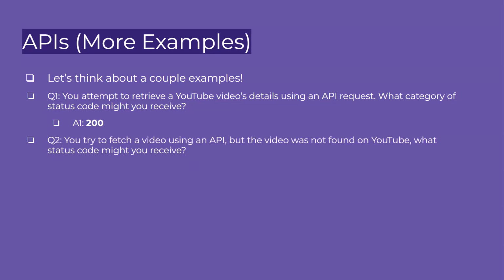All right, check this out. This is another question. You try to fetch a video using an API, but the video is not found on YouTube. What status code might you receive? Awesome. Okay, yeah, so it is 4xx. Yeah, 404, don't worry, 404 is in that category.